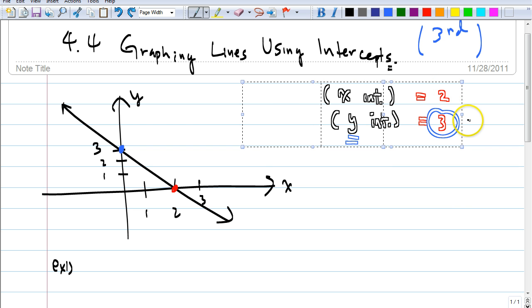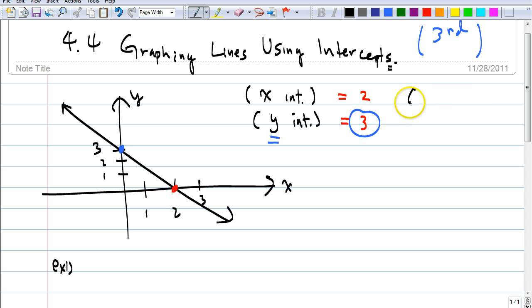What's the ordered pair for the X-intercept? Something, comma, something. Everyone should know. Look at my X-intercept. What is the ordered pair? How about Sydney? 2, 0. 2, 0. How many people agree? Very good.